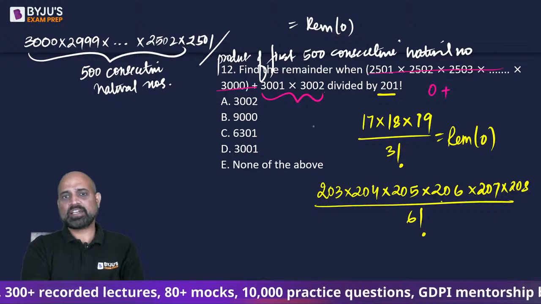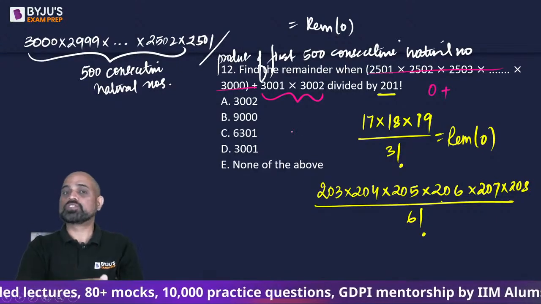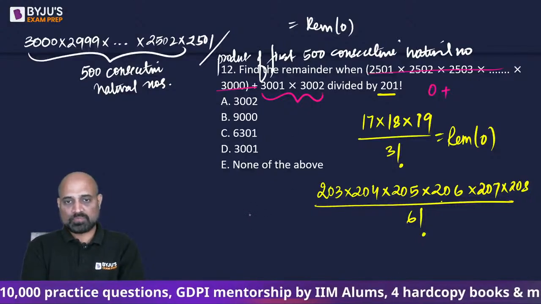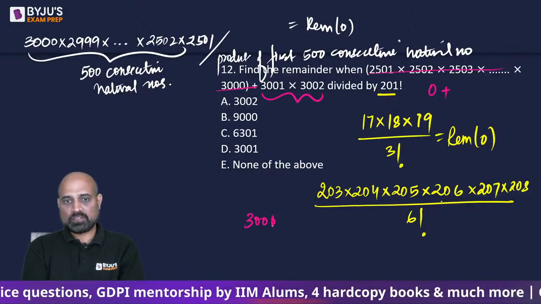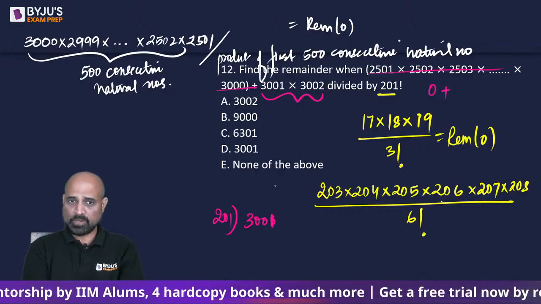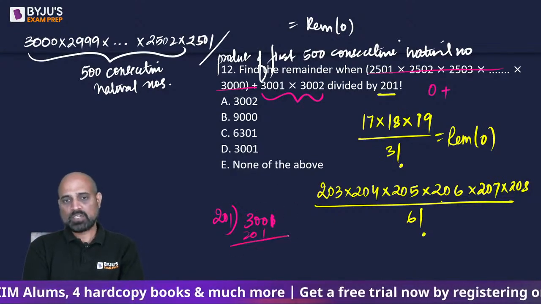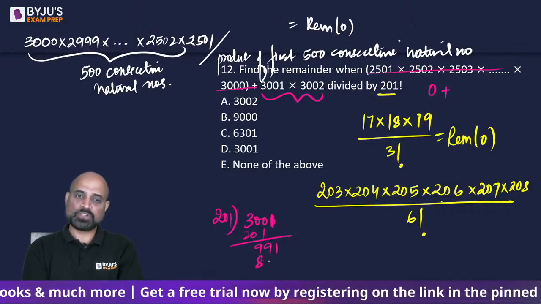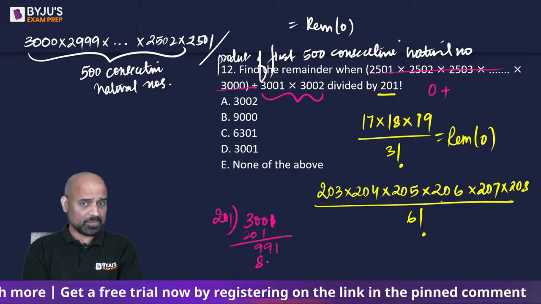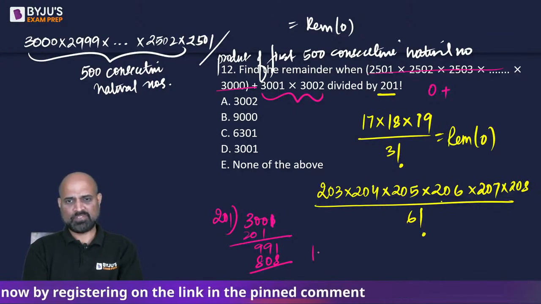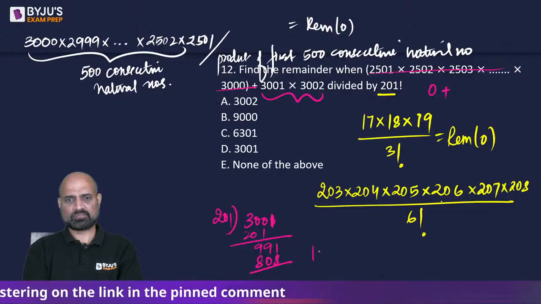As in the only remainder that I will be getting will be what 3001 and 3002 is going to give me. So 3001 when divided by 201, I'm not worried about the quotient part. So this gives me 991, or this is going to give me 8 times, so 808, which results in 182.